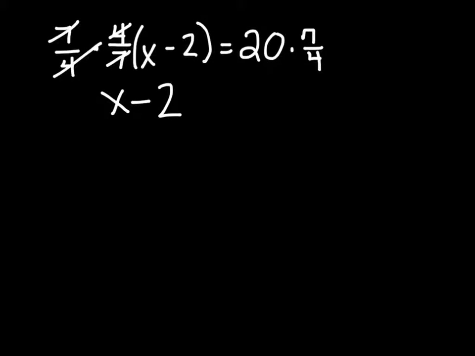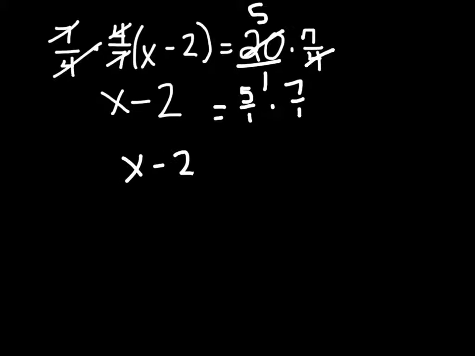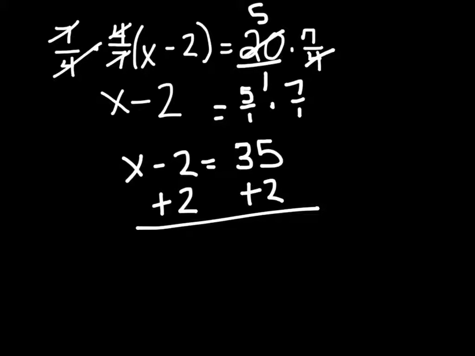Okay, so we figured out that 4 would go into 2 five times. So we had 5 over 1 times 7 over 1, which ended up being x minus 2 equals 35. So now what do I do? You add 2. I have to add 2 this time because it's subtraction. Exactly, it's subtraction, so I have to add 2. x equals 37, because these two cancel out.